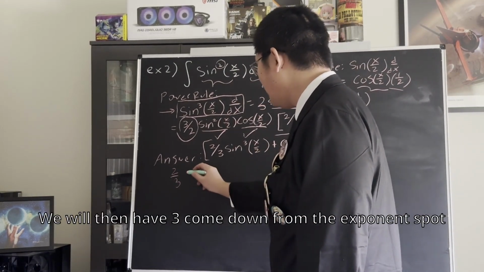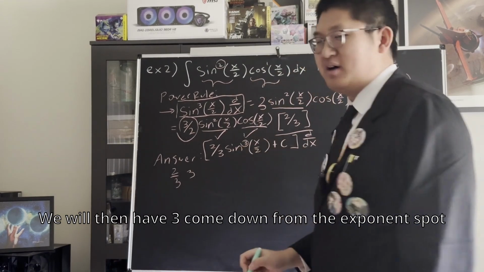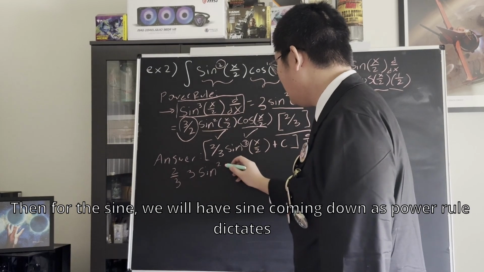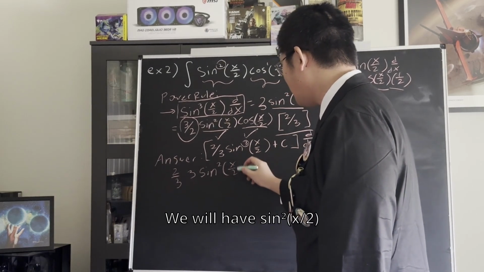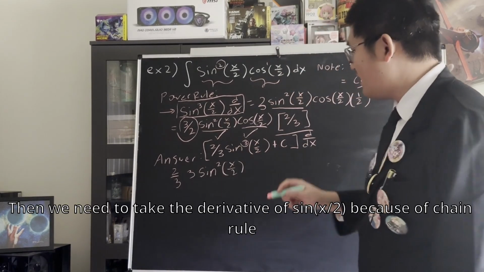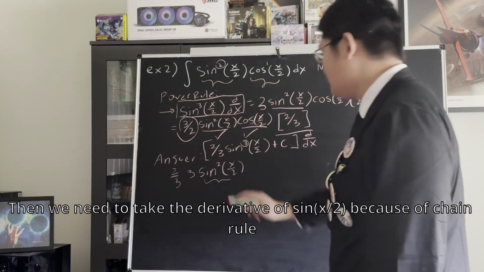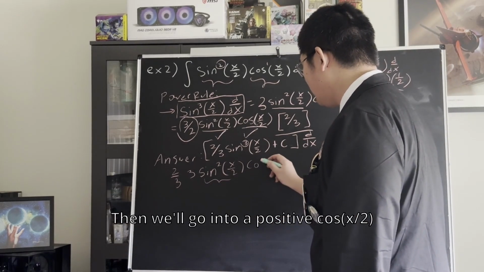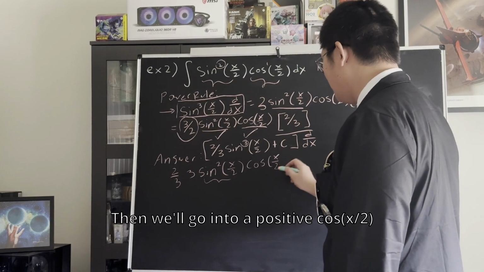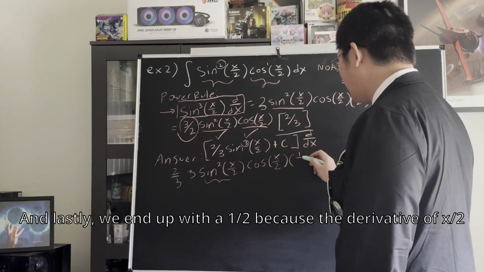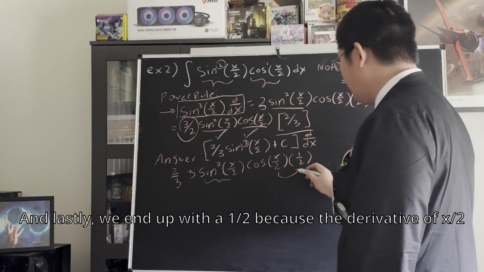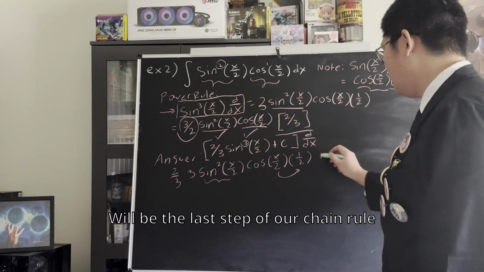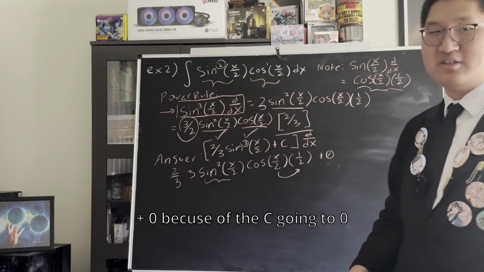We'll then have 3 come down from the exponent spot for the sine. We'll have sine coming down as power rule dictates, giving us sine squared of x over 2. Then we need to take the derivative of sine of x over 2 because of chain rule. Then we'll go into a positive cosine of x over 2. And lastly, we end up with a 1/2 because the derivative of x over 2 will be the last step of our chain rule. Plus 0 because of the c going to 0.